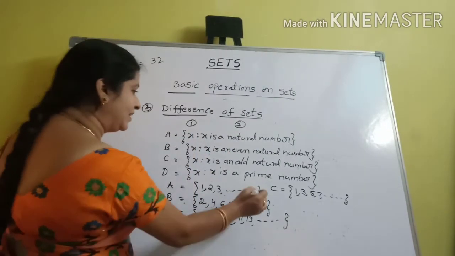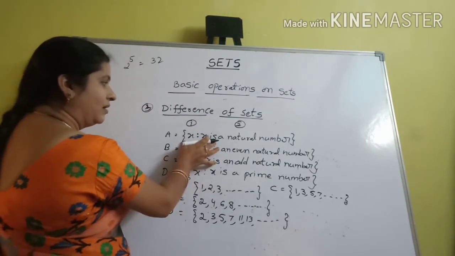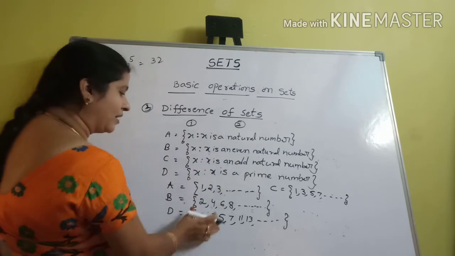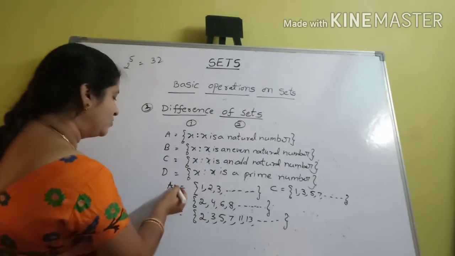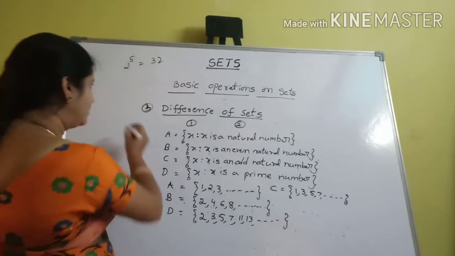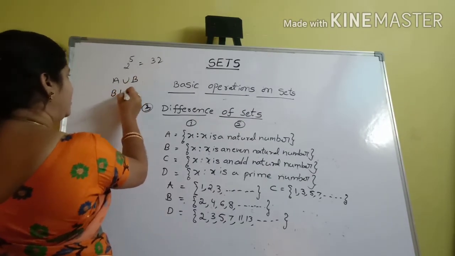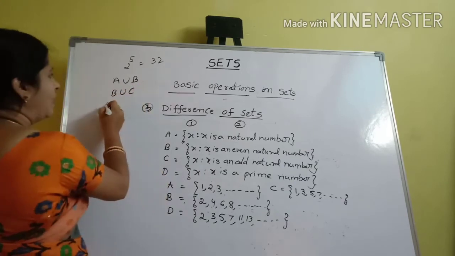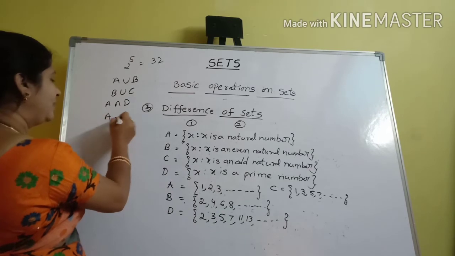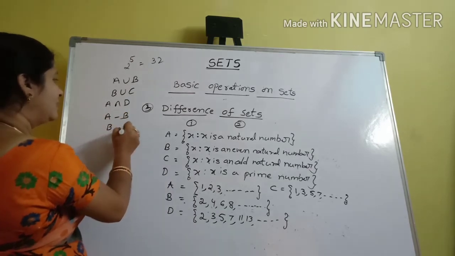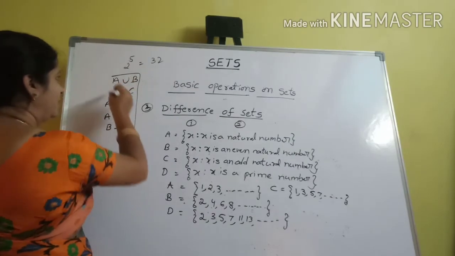Okay. A, B, C, D, 4 sets are given. All sets are first in set builder form. You have to convert them into roster forms, then find the values of many combinations. They may ask A union B, B union C, or A intersection D, A minus B, B minus D. So many questions of this type are there.